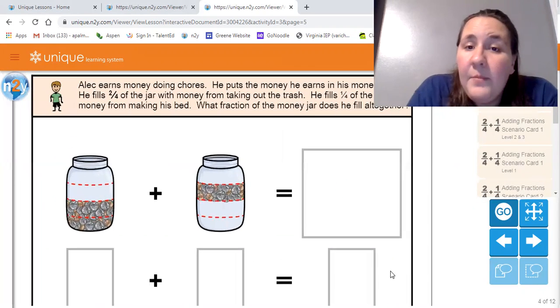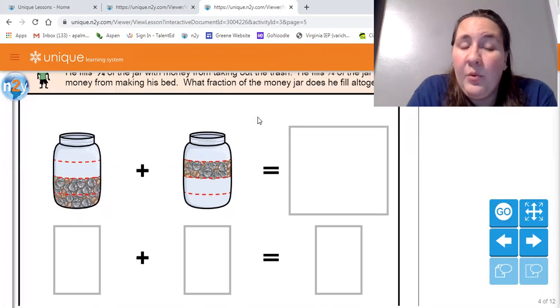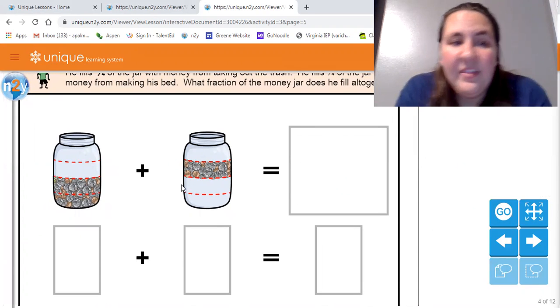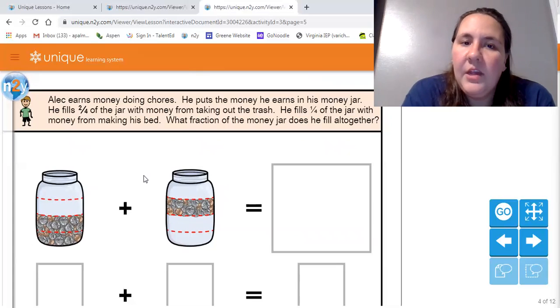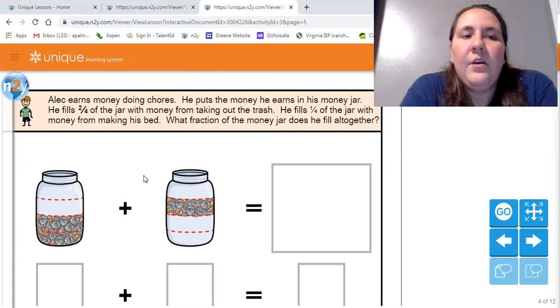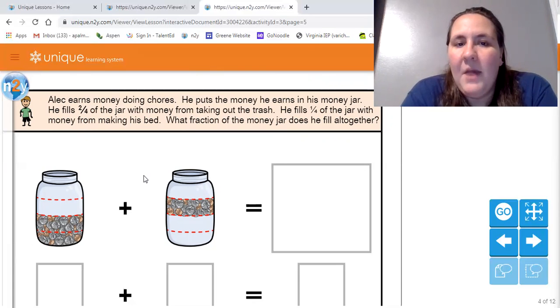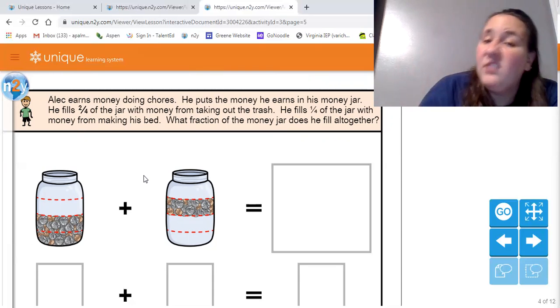All right, so let me read out our words at the top, and then we will practice finding our answer and we'll add them together, okay? Here we go. Alec earns money doing chores. He puts the money he earns in his money jar. He fills 2/4 of the jar with money for taking out the trash. He fills 1/4 of the jar with money for making his bed. What fraction of the money jar does he fill all together?